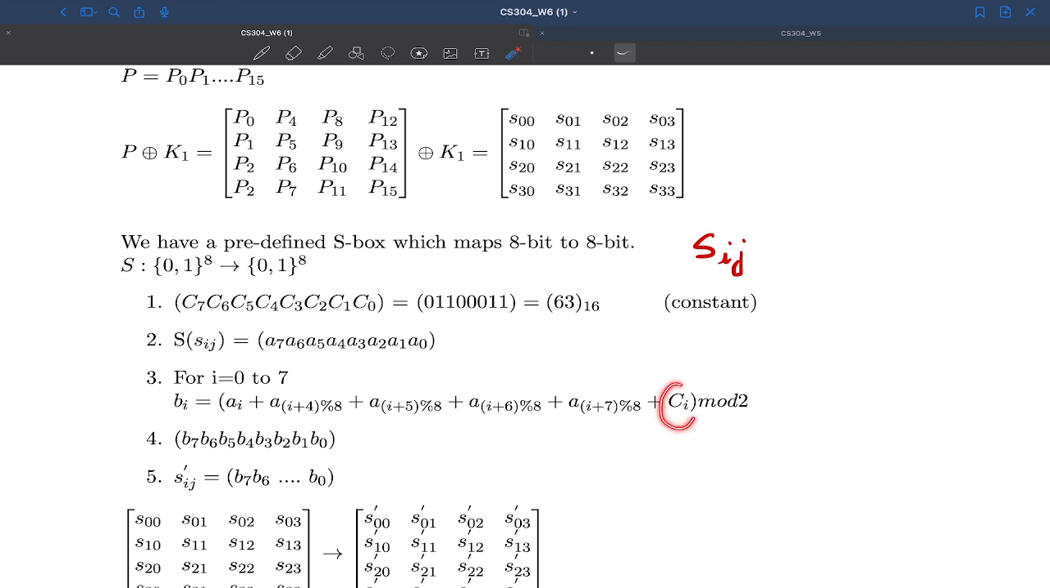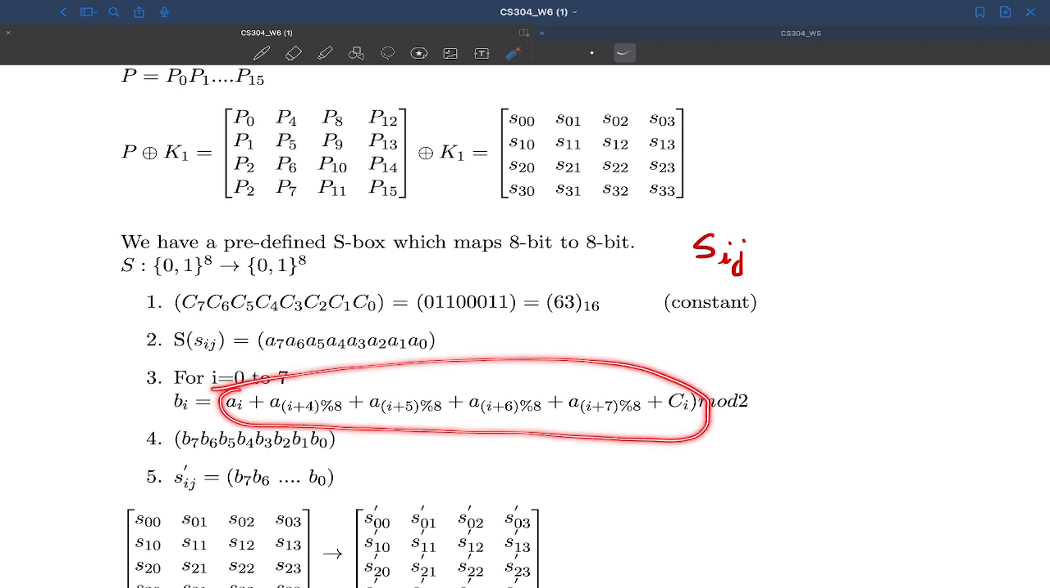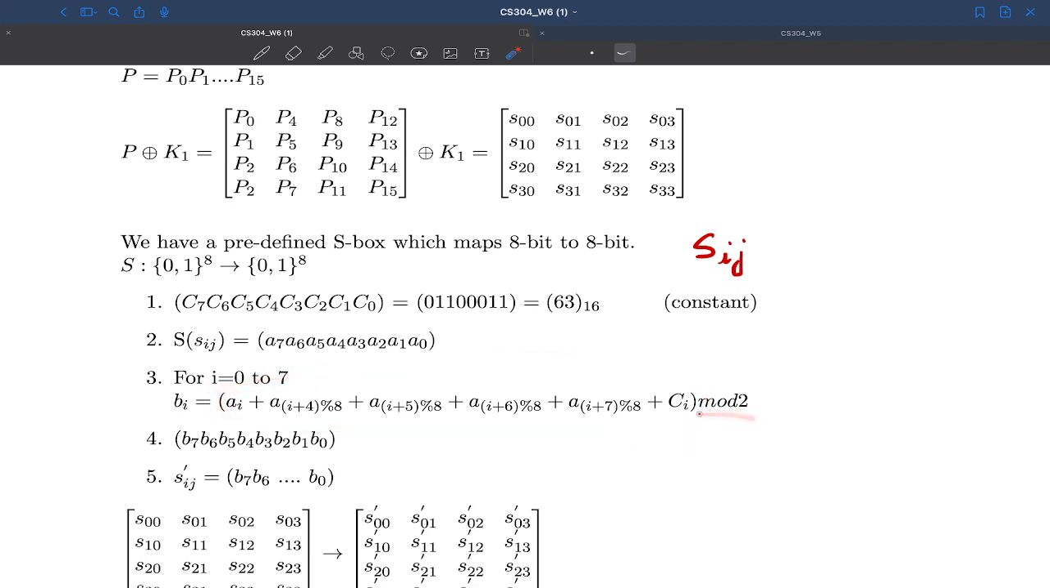Since my bit is ith, I will also look in this constant term at the bit at the ith index. Let's say I am calculating for a2: this is index 0, this is index 1, this is index 2, and for index 2 we have 0. So for a2 the c2 will be 0. I add all these bits and take the modulus with 2. This is what I do for every single bit.